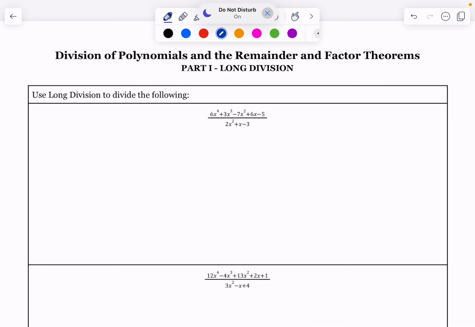This video is over section 7.3, division of polynomials and the remainder and factor theorems. This section is going to be split into two parts. Part one is over long division. And then I do want to make a note that long division always works.